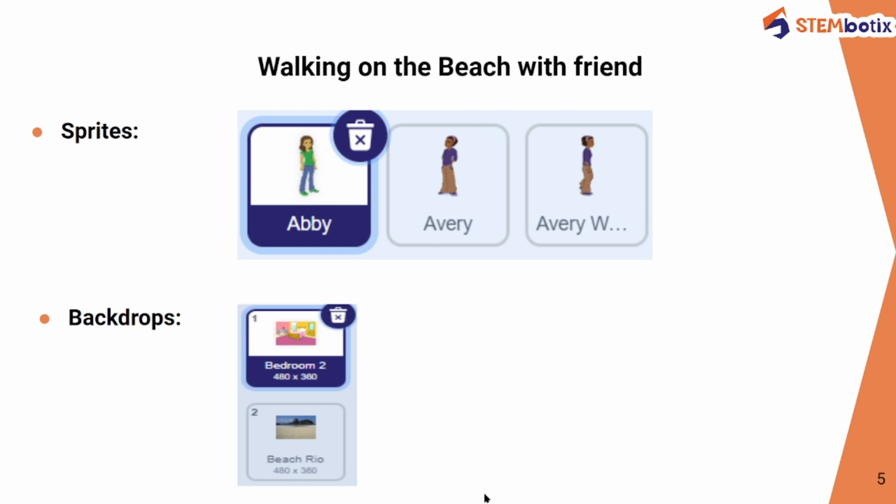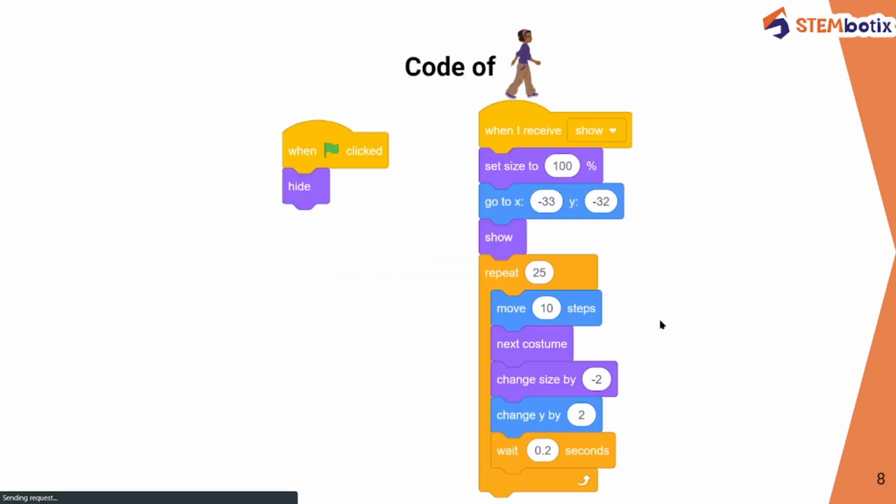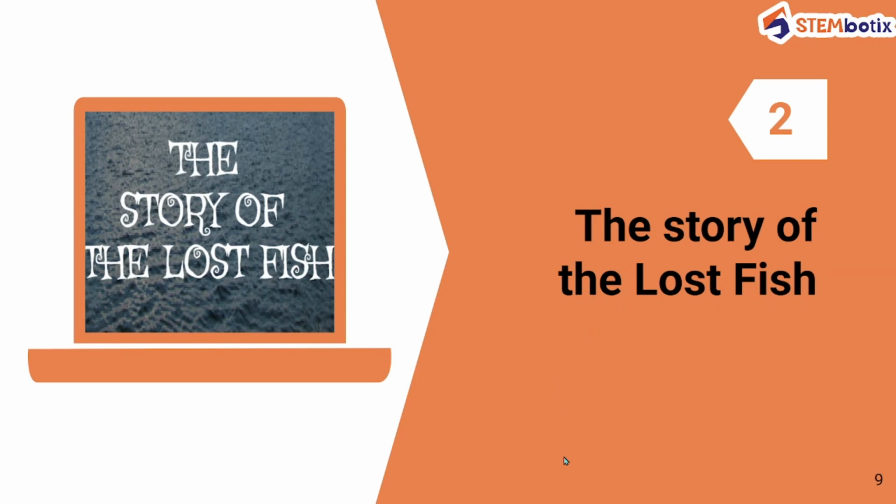So this is our first part, in which we are going to work on the beach with a friend story, in which we are going to need these three sprites and these two backdrops. This is the code for Abby, this is for Ivory, and this is the code of Ivory walking.